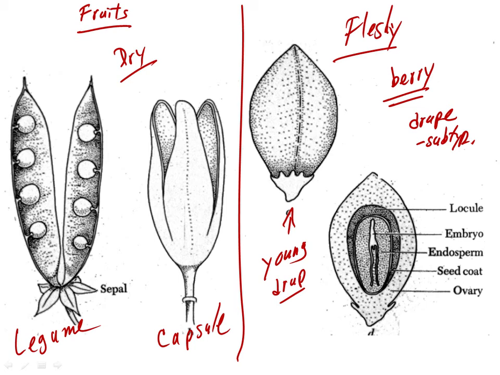A drupe, a stone fruit, you can eat that fleshy outer part, but you get down in there and you break your teeth. That part you break your teeth on is actually part of the fruit wall. It's not the seed, it's part of the fruit wall. And you can do this now.